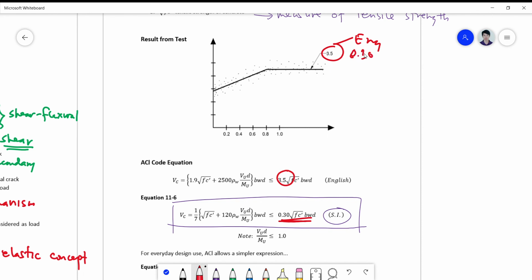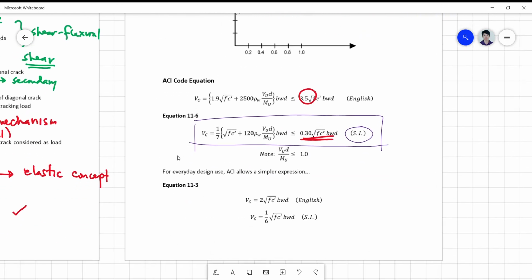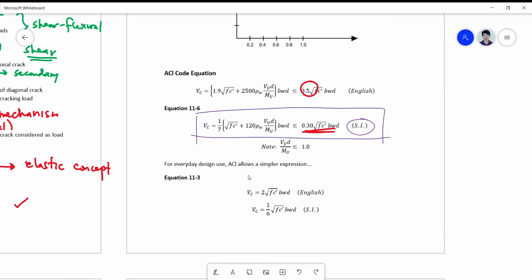0.30. Okay. So take note that Vu d over Mu. Now we have a subscript u to give you a conclusion that we are now using your factored shear and factored moment, and this must be less than or equal to 1.0. It cannot be greater than 1.0. So for everyday design, this can be simplified further.